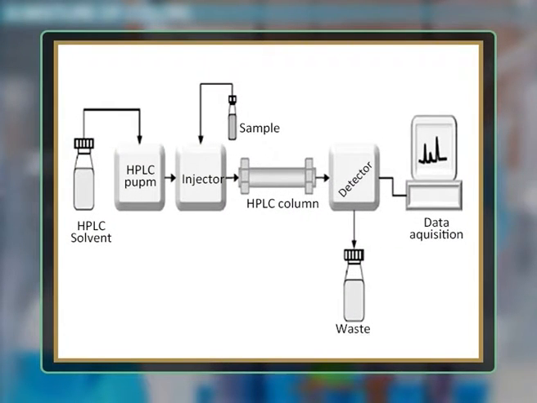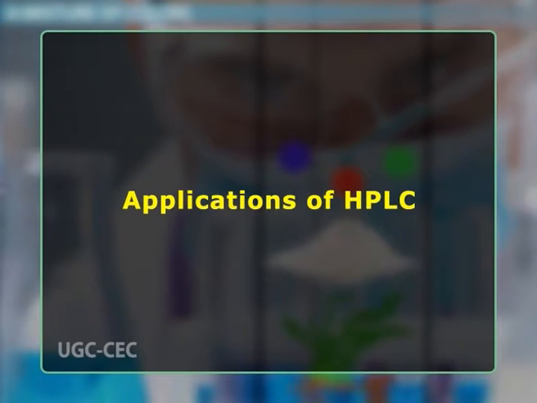Instrumentation. HPLC instrumentation includes a pump, injector, column, detector and integrator or acquisition and display system. The heart of the system is the column where separation occurs. Lastly, applications of HPLC. The information that can be obtained by HPLC includes resolution, identification and quantification of a compound. It also aids in chemical separation and purification.